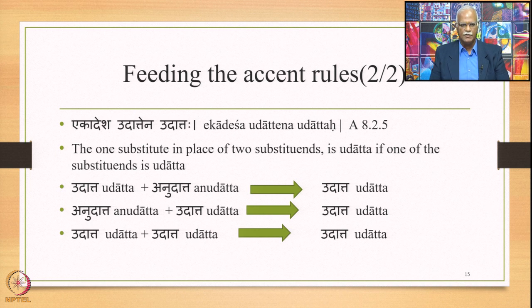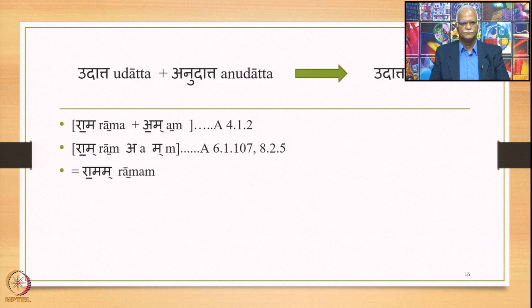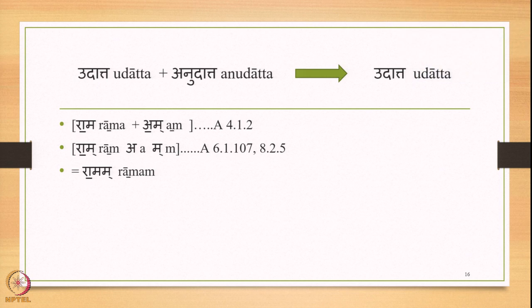So the one substitute in place of two substituents is Udatta, if one of the substituents is Udatta. So we have Udatta plus Anudatta as the input and the output is Udatta. Or Anudatta plus Udatta and the output is Udatta. And the third option is Udatta plus Udatta and the output is also Udatta vowel. Ekadesha Udattena Udattaha. Let us take the examples of each. So we have Udatta plus Anudatta as input and Ekadesha Udattena Udattaha applies and the output generated is Udatta.